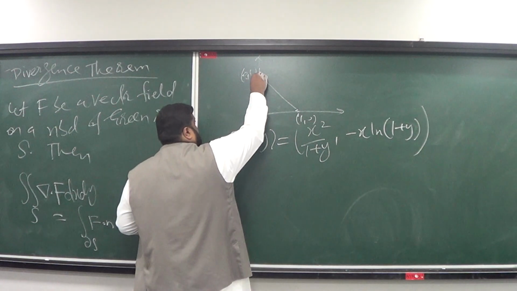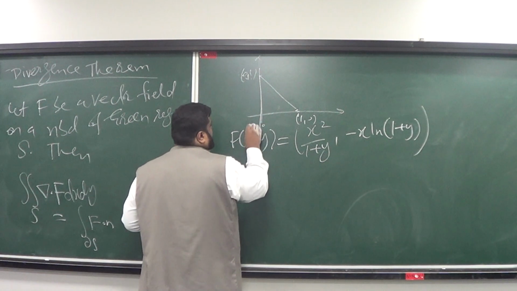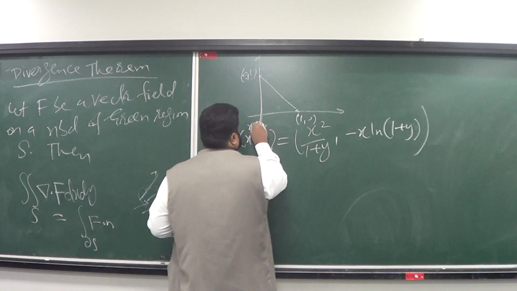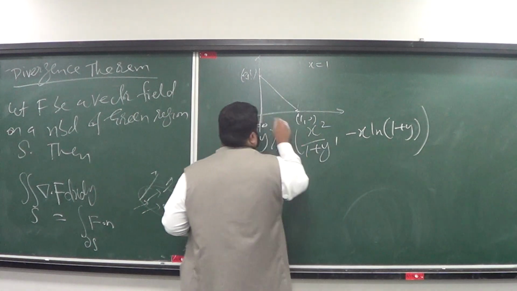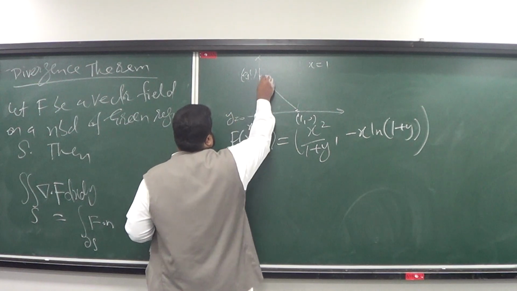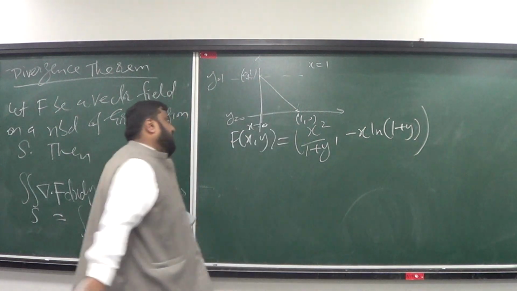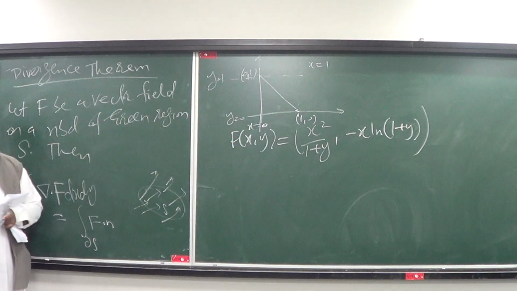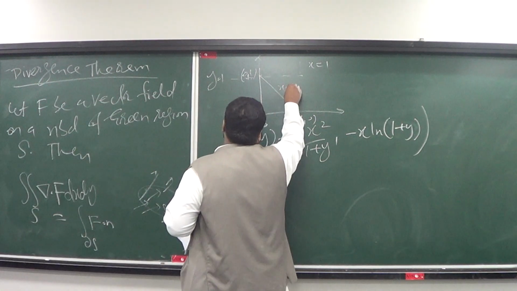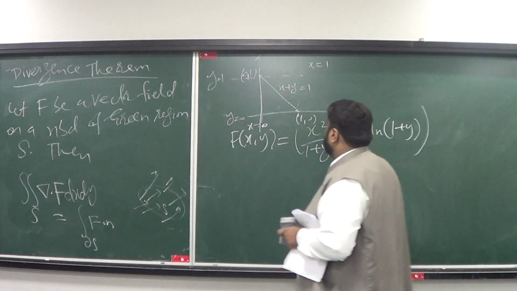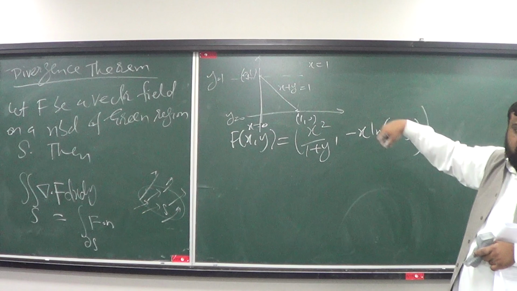So what would be the equation of this line? x equal to 0. What would be the equation of this line? x is equal to 1. And this would be y equal to 1. And what would be the equation of this line? x plus y equal to 1. Yes, y equal to 1 minus x, so it has a negative slope.